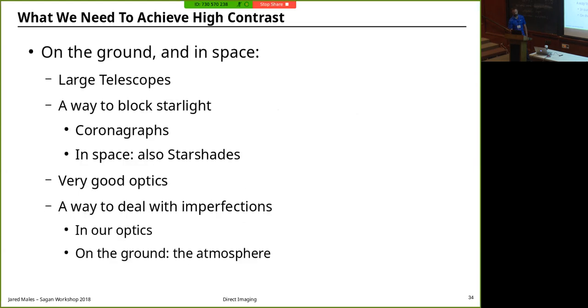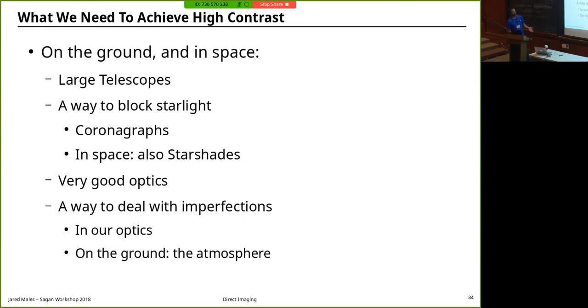So what do we need to do to achieve high contrast on the ground or in space? Everything I'm saying right now applies to both a ground-based telescope and a space-based telescope. It's really just a question of scale. In space, we have a much more stable environment, and we therefore typically have a smaller dynamic range of aberrations that we have to control, and they evolve more slowly. But you still have the same wavefront control problem in space because of those imperfect optics.